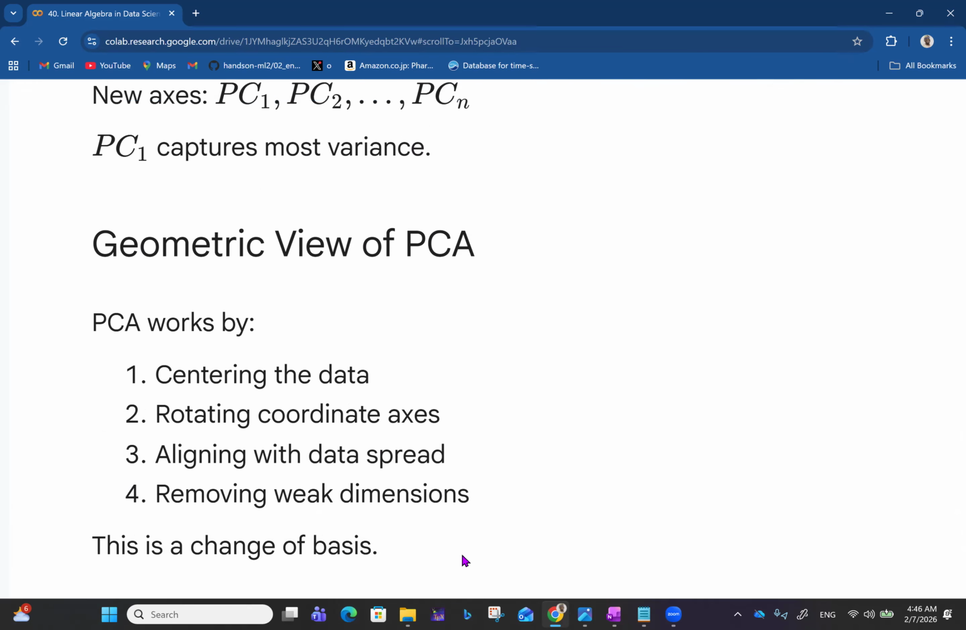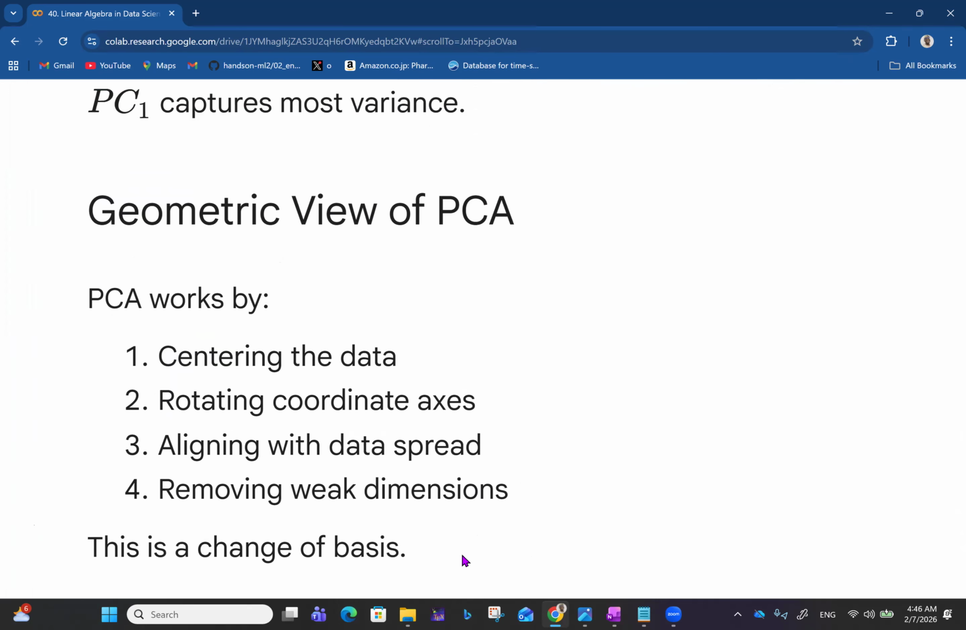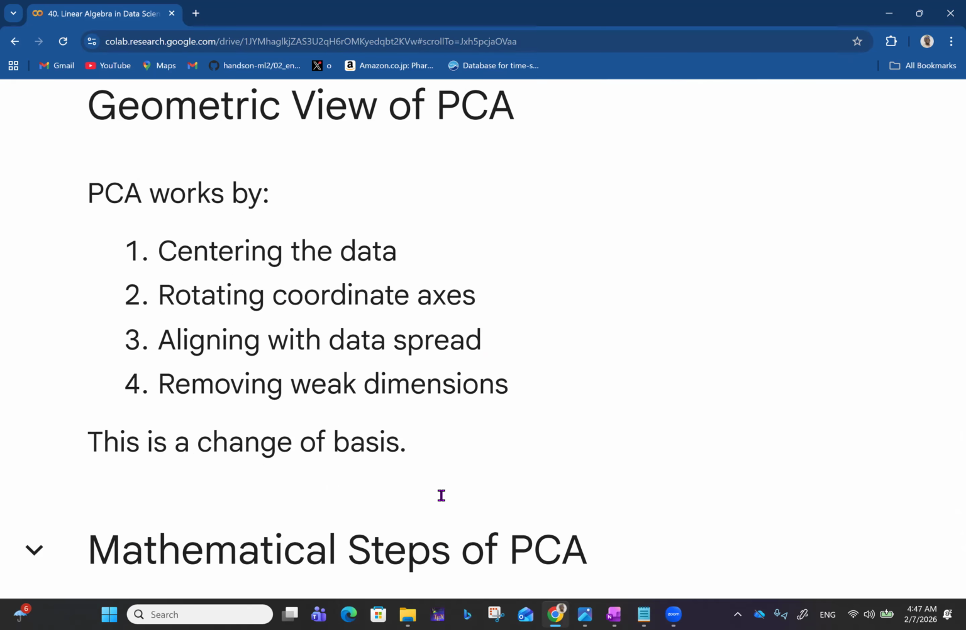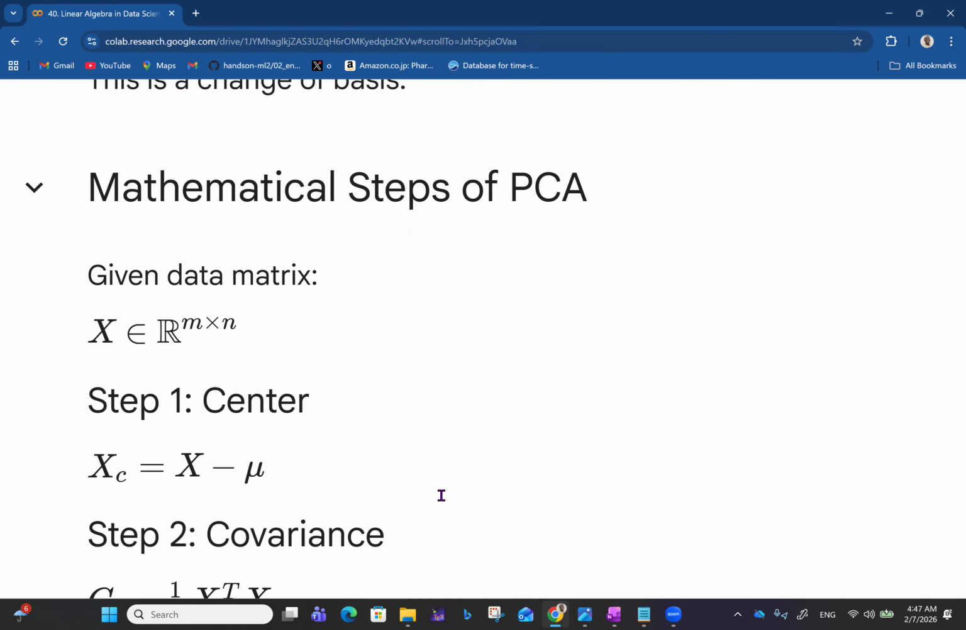So we talk about the geometric view of PCA, since we see that geometry is now leading into working with data science, right? Geometric view of PCA. PCA works by centering the data, rotating coordinate axes, aligning with data spread, and removing weak dimensions. And this is a change of basis. So PCA works based on the idea of change of basis, by centering data, rotating coordinate axes, aligning with data spread, and removing weak dimensions that may be a distraction in the data set.